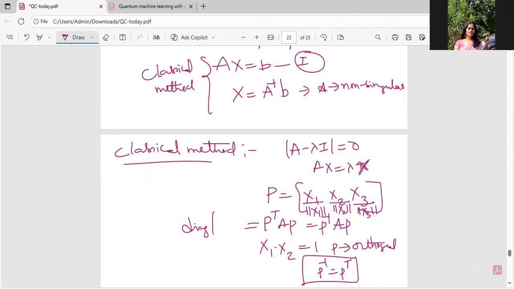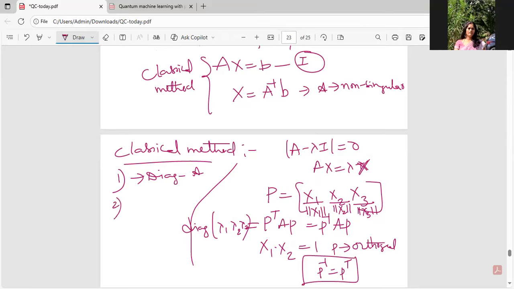See the property of the diagonal matrix. The diagonal entries are the eigenvalues. Suppose I have three eigenvectors x1, x2, x3 corresponding to lambda 1, lambda 2, lambda 3. After I diagonalize A, I get a diagonal matrix whose entries are the eigenvalues. By the way, coming to the classical method, the first thing I do is diagonalize A. This is the process of diagonalizing A, guys.